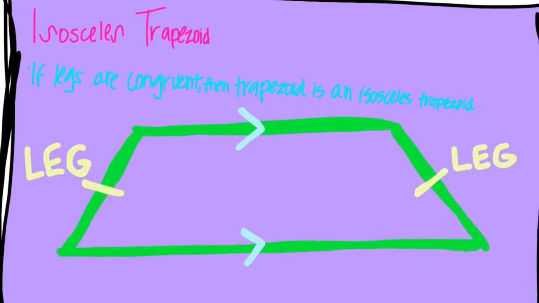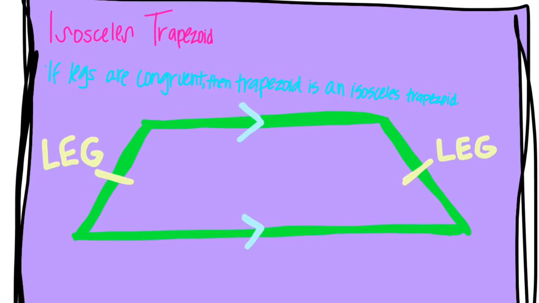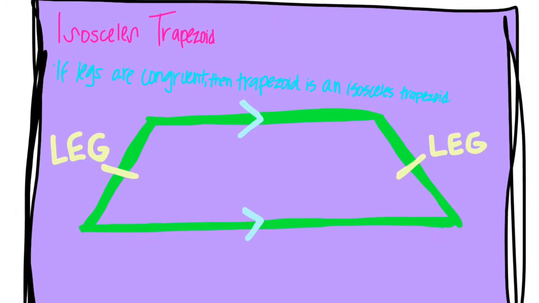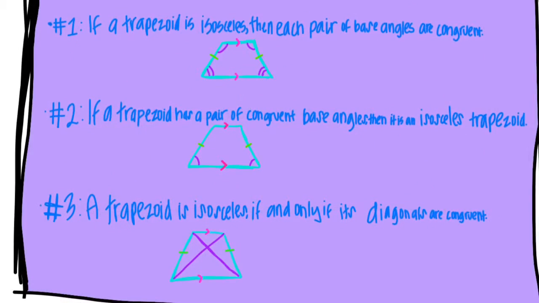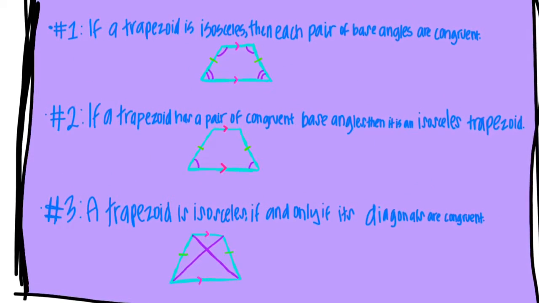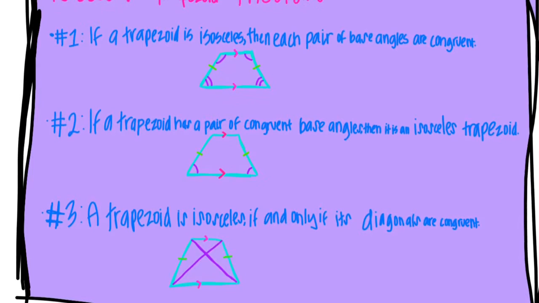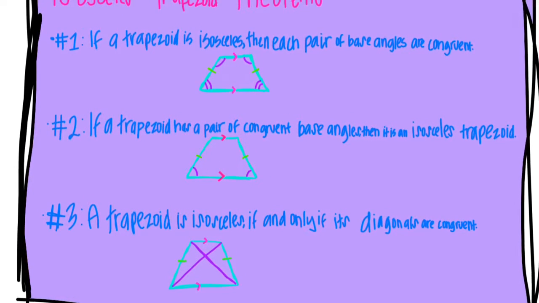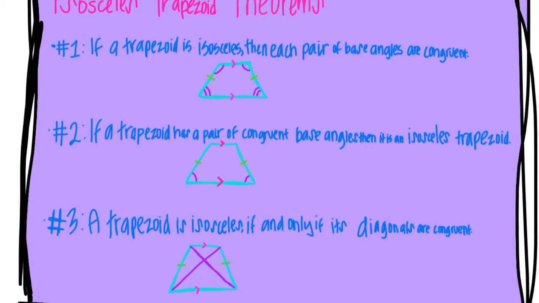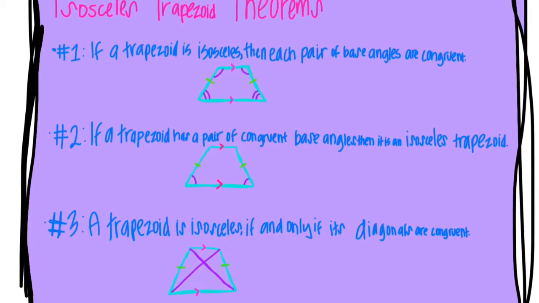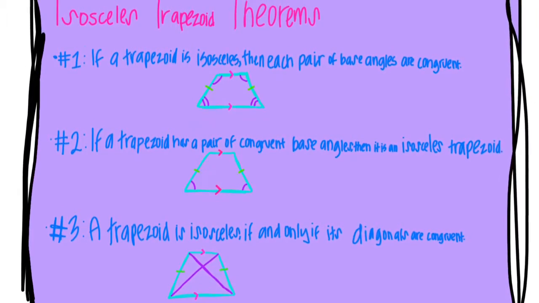An isosceles trapezoid is very similar to the trapezoid. However, the isosceles trapezoid has legs that are congruent to each other and still has 1 pair of parallel sides. There are 3 theorems to remember for an isosceles trapezoid. If a trapezoid is isosceles, then each pair of base angles is congruent. Also, if a trapezoid has a pair of congruent base angles, it is an isosceles trapezoid. And last but not least, a trapezoid is isosceles if and only if its diagonals are congruent.